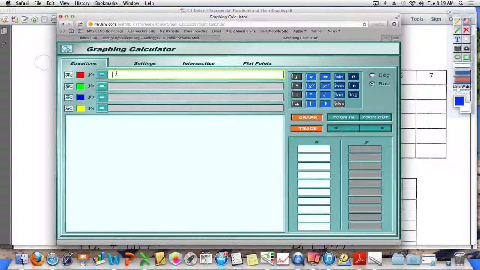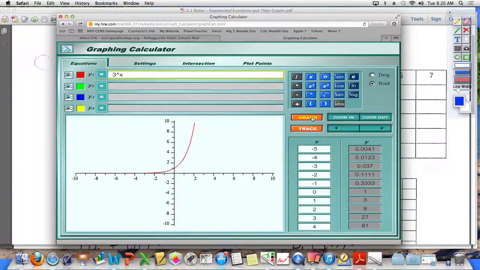3 to the power of x. So you type in 3, and then you need to use your power key, so you use the caret looking key, and then you type in x, and then it will graph it for you. Just press graph over here, the orange graph button, and you get your function. Also notice a table of values shows up. So you can go ahead and copy these values down right onto your table.